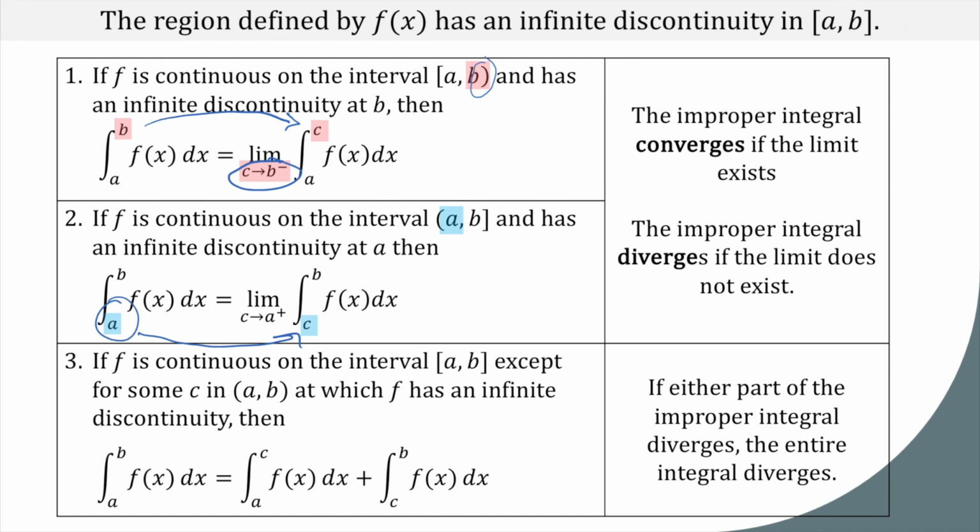Now, if there's some kind of discontinuity in the middle of [a, b], let's say there's a discontinuity at c, then just like we did before when we were going from negative infinity to infinity, we just have to break it where the discontinuity is. So we go a to c and then c to b, and then you'll have back to scenario 1, back to scenario 2.